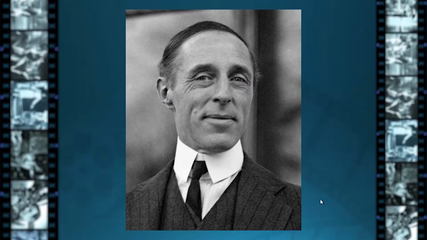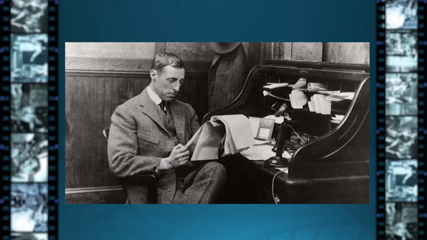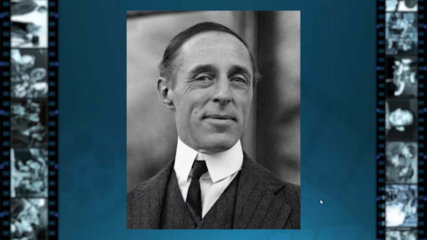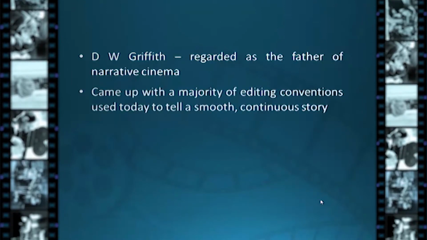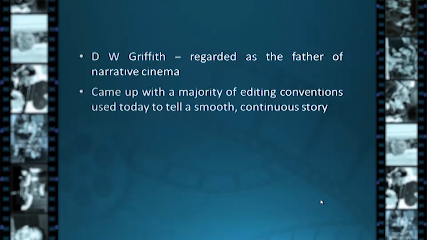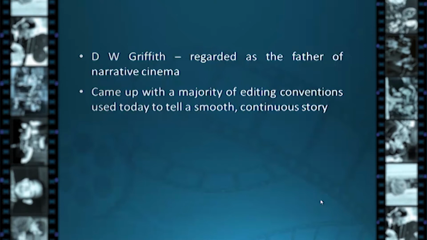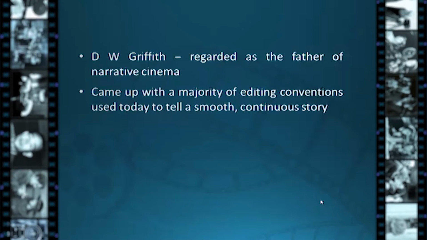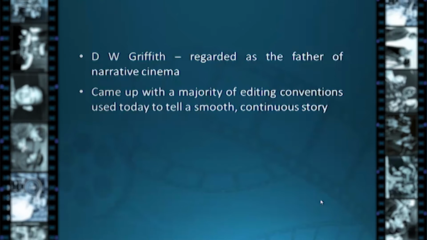Griffith, who was later on regarded as the father of narrative cinema, because the kind of changes he introduced, the kind of experiments he did with the cinema, are the ones that we actually see today. The kind of editing that we are used to today with the kind of films we watch, a lot of it has actually been developed by this person almost singularly. He came up with a majority of editing conventions that we are using today, and the idea was to tell a smooth story, a continuous story, right?